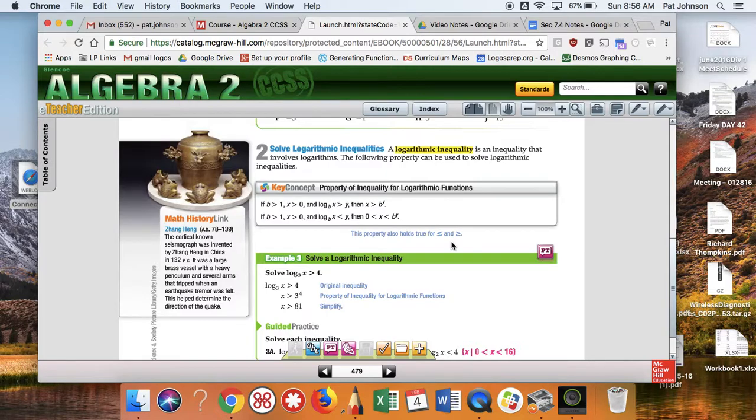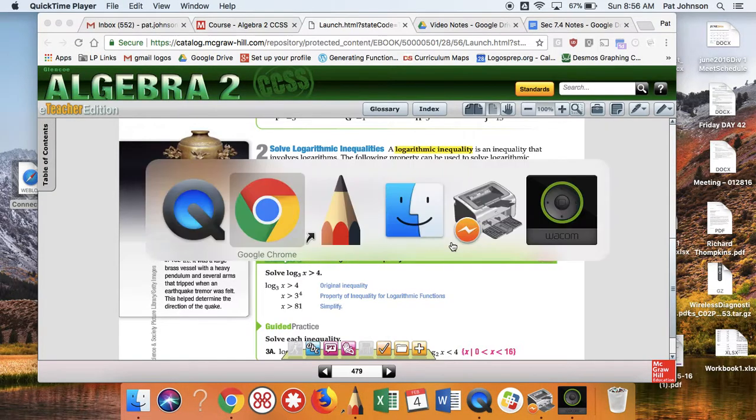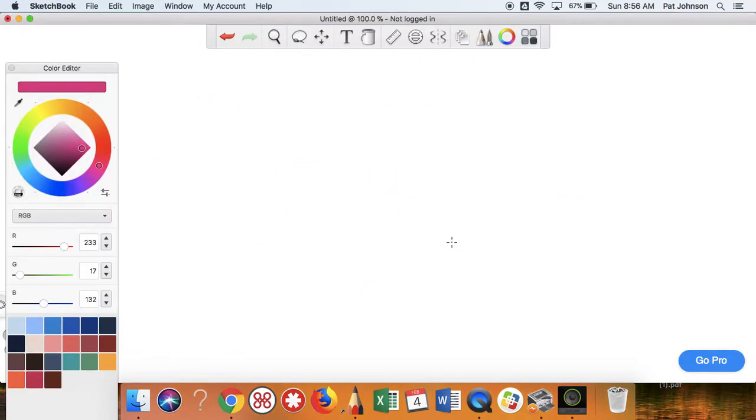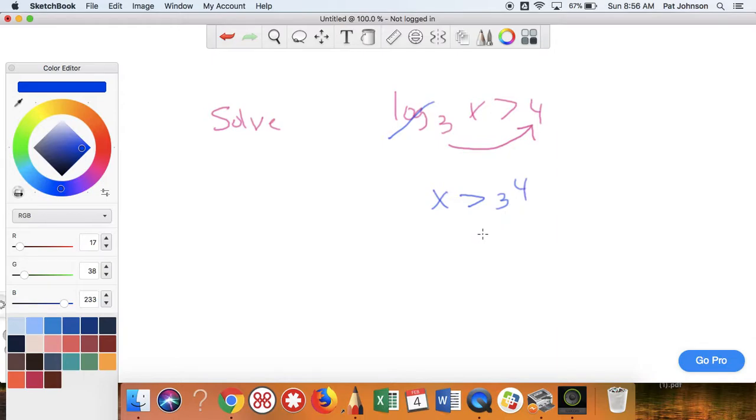So let's look at example 3. Example 3 is also an inequality, but we're going to do example 3 and we're going to do guided practice. So it says solve log base 3 of x greater than 4. So we're just changing it to an exponential function. So that goes away. You say the argument x is greater than 3 to the 4th. 3 to the 4th is 81, so x is greater than 81.